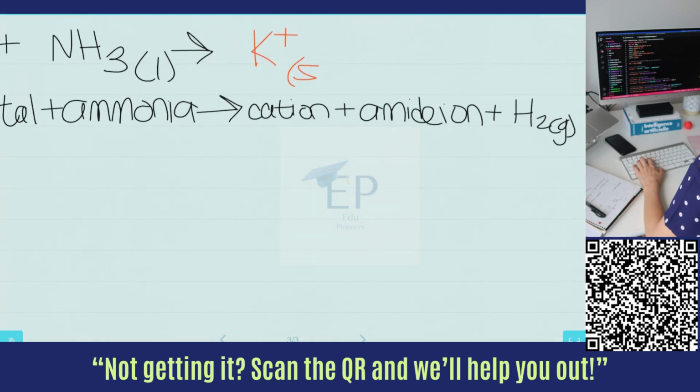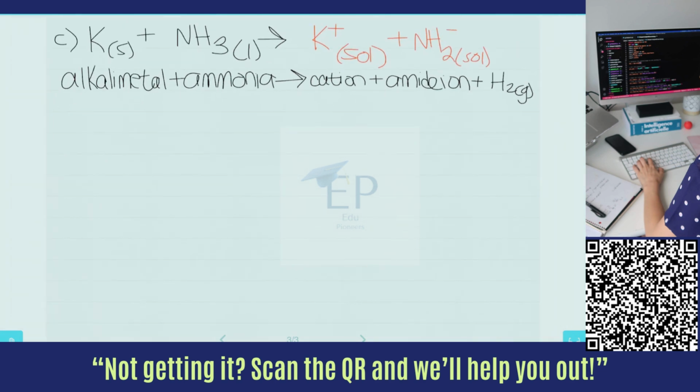And when we write the cations, we're just going to write that they're dissolved or soluble. The amide ion, as a reminder, is NH2 minus. And again, this is soluble. And finally, we have hydrogen gas. Now that we have our products, we can just balance our equation.